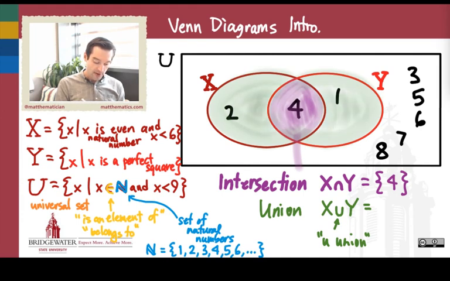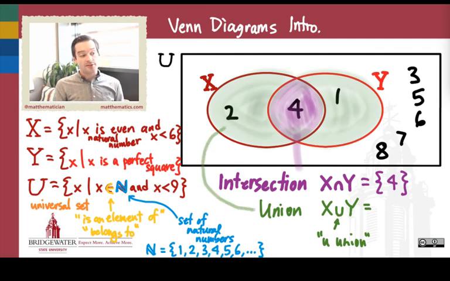Another way of thinking about the union is that it's all the elements that belong to X or Y, or possibly both. It's comprised of all the elements in the region that I've shaded here. If we were to write out a roster for it, that roster would have the elements 1, 2, and 4 in it.